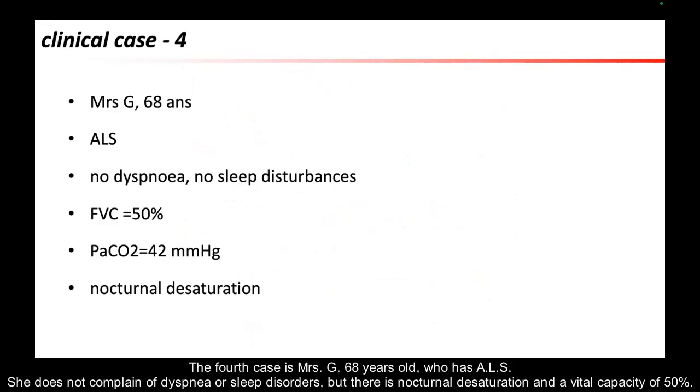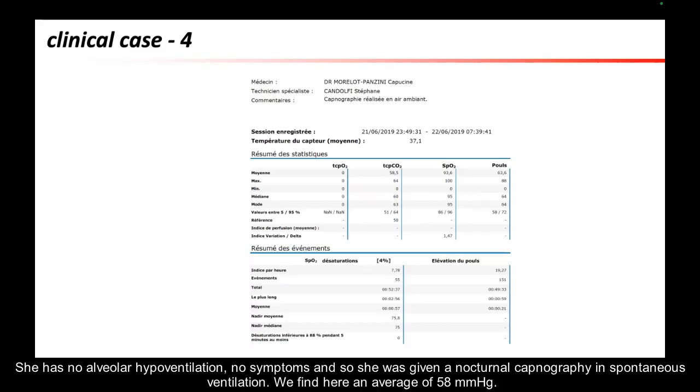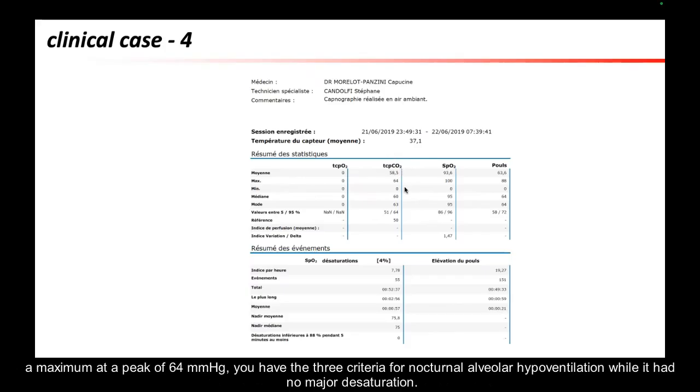The fourth case is Mrs. G, 68 years old, who has ALS. She does not complain of dyspnea or sleep disorders, but there is nocturnal desaturation and a vital capacity of 50%. She has no daytime alveolar hypoventilation, no symptoms, and so she was given a nocturnal capnography in spontaneous ventilation. We find here an average of 58 millimeters of mercury, a maximum at a peak of 64 millimeters of mercury. You have the three criteria for nocturnal alveolar hypoventilation while she had no major desaturation.